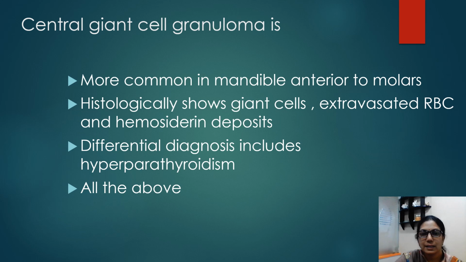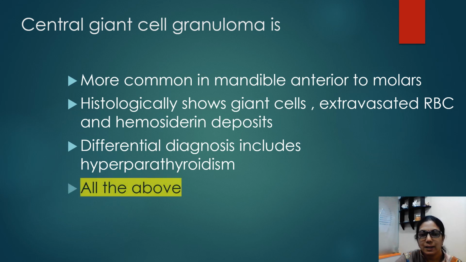Next, central giant cell granuloma is more common in mandible anterior to the molars. Histologically shows giant cells, extravasated RBC, and also hemosiderin deposits. Differential diagnosis includes hyperparathyroidism, or all the above. The answer is again all the above, because it is most commonly seen in the mandible anterior to the molars. In the anterior region of the mandible it is more common.